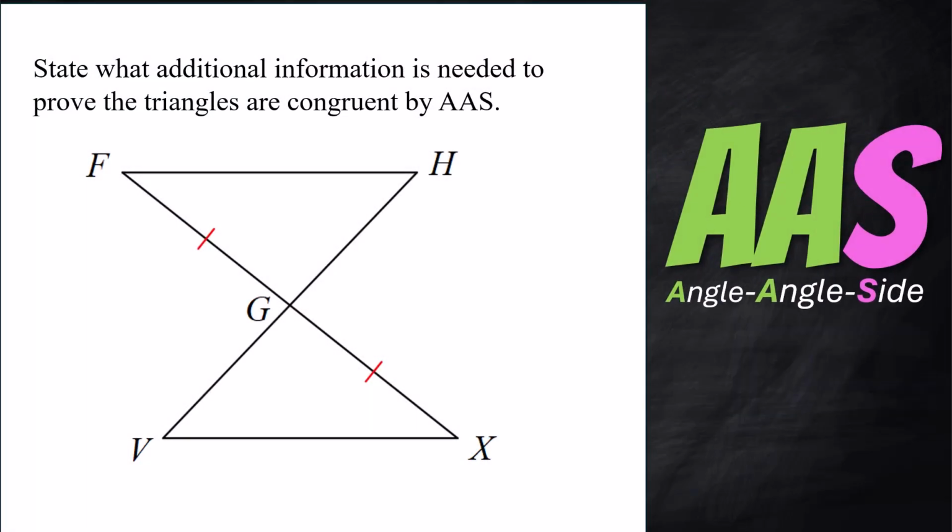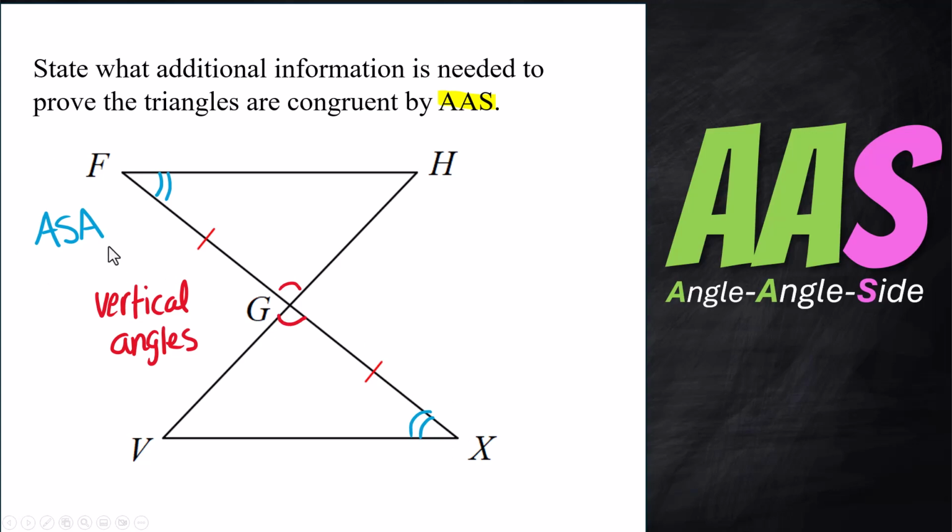What additional information is needed so that we can use angle, angle, side? So I've got two sides that are already marked congruent, and remember, vertical angles are a freebie. Nobody needs to tell you that they're equal. We already know they are. In order to get this, you have to get another angle. It's going to be either this F and X, or it's going to be the H and the V, and some of you are watching going, you know exactly which ones. But just in case, if you choose this one, what you're getting here is angle, side, angle.